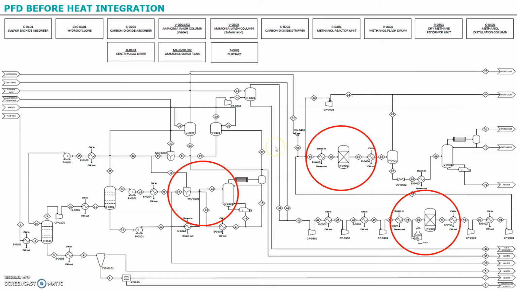So this is our PFD before heat integration. It consists of the SO2 absorber, CO2 capturing system, dry methane reforming, and methanol reactor. We have identified 3 opportunities for heat integration as highlighted in the figure. For your information, the cold stream before entering a vessel or reactor is required to be heated up by hot utilities. In order to reduce our hot utilities consumption, we decided to integrate the heat from the hot stream from the outlet of the vessel or reactor.